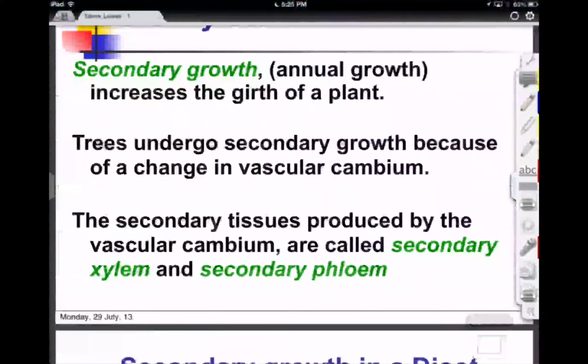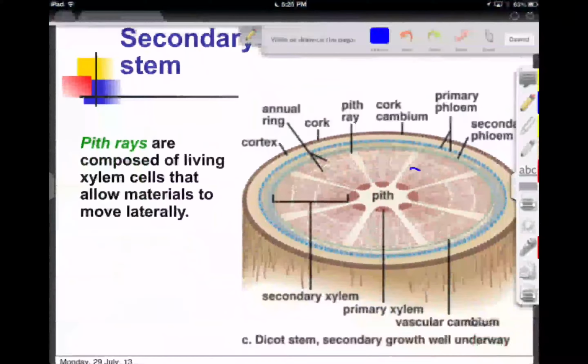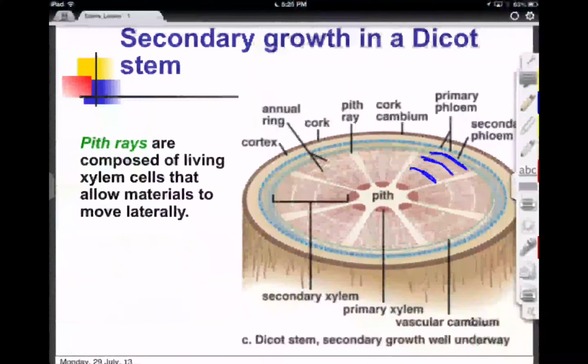So, secondary growth, I've kind of already spoken to this, right? So I'm going to move through that. There's a little bit of material I think you would look at if you were taking a forestry course. Suffice it to say that your growth year after year is a result of laying down secondary xylem.